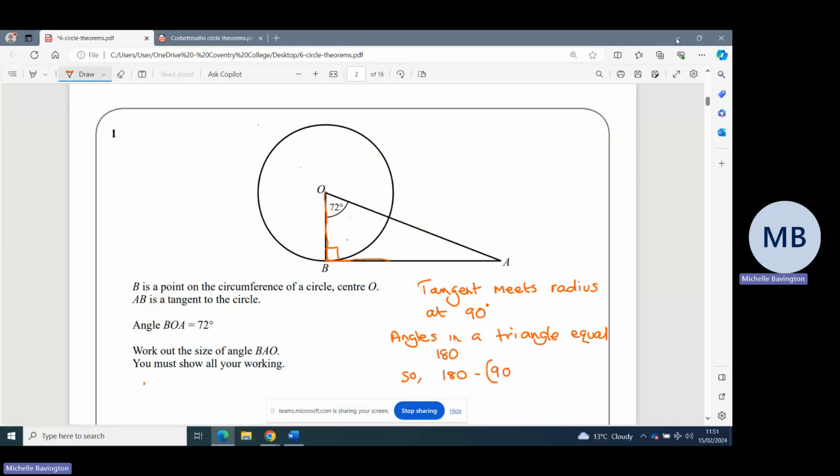So 180 minus 90 plus the 72. So 180 minus 162 equals 18 degrees. BA, angle A, middle letter, is 18 degrees. Reason.